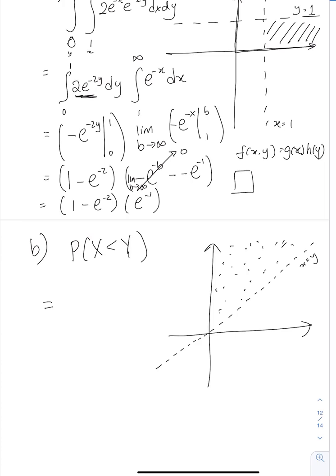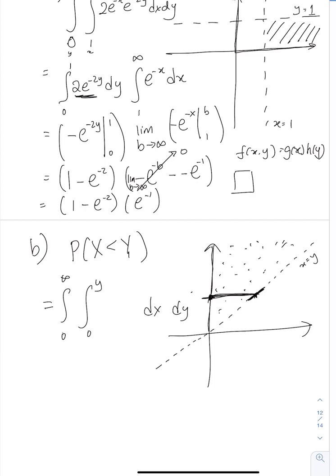So let's take a look. You can say that y can be anything, so y goes from 0 to infinity, and fix a y. For a fixed y, what is the range of x? For a fixed y, x goes from 0 to, what's this limit? That is the line x equals y.